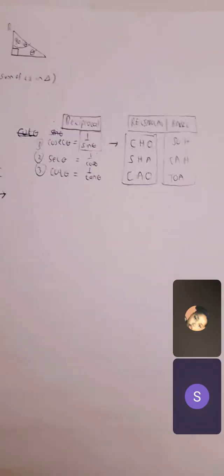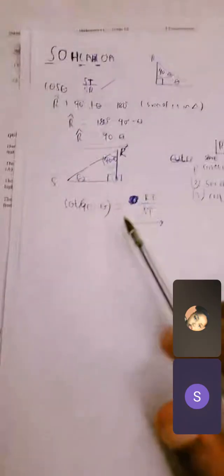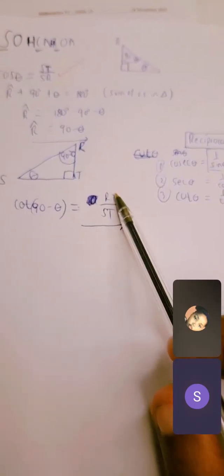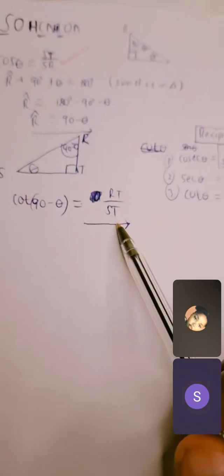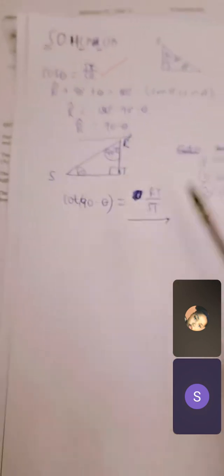Yes, sir. So that's how you take care of that. Now I hear you now. Okay. Are you sure you hear us? Yes, sir, I'm sure. Okay. So that's why cot of 90 minus theta, you need to then think adjacent over opposite.